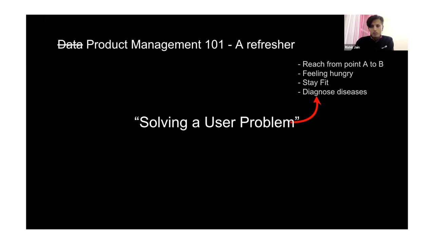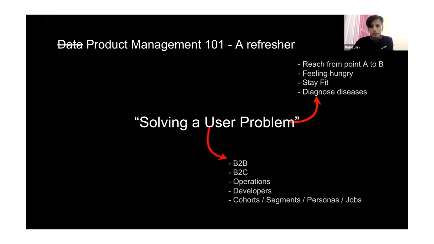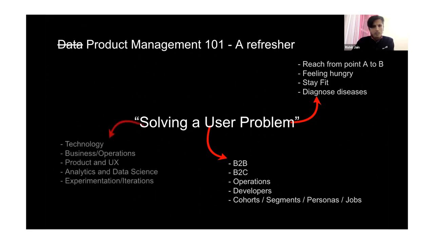Now, once you have identified a problem, who is the user you are trying to solve that problem for? Is it a B2B user, a B2C user? Are these internal operations users, sales, marketing, accounting? Are these developers? Think of developers using Postman API as a product. And within all of these, you can further subdivide them into different cohorts, segments, personas, and different jobs that these users do.